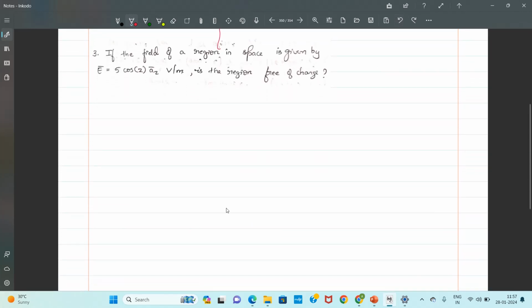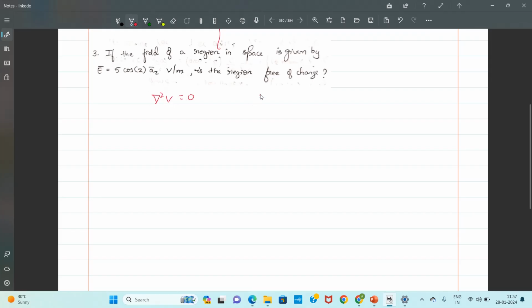That is, the field of a region in space is given by the equation E. You have to check whether the region is free of charge. Okay, they're asking to verify whether the region is free of charge. Now we just see there is a difference in this problem compared to the other problems which you have seen just now. In all the problems, they've given you the potential value, because Laplace equation is del square V equal to 0. You need potential to apply Laplace equation. But here they've given you intensity. So directly I cannot get del square V from this.